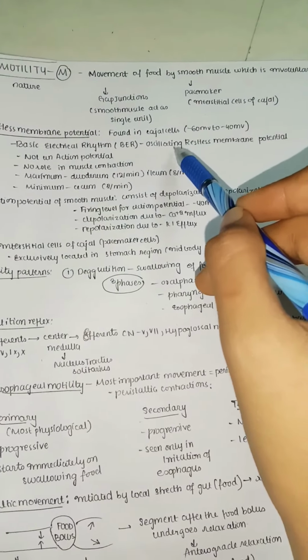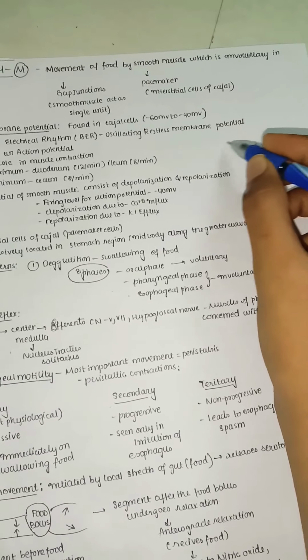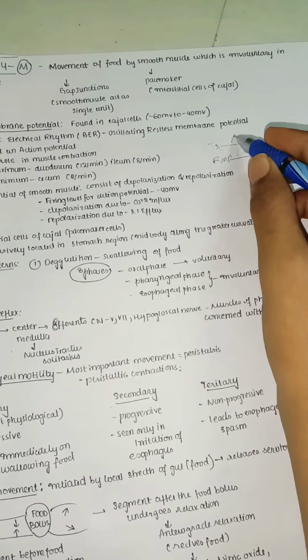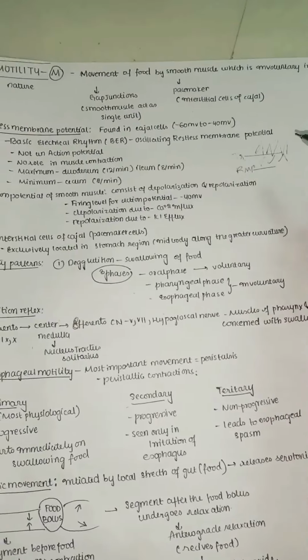These are actually oscillating. The membrane potential just oscillates like this between the resting membrane potential and threshold, but they will not go beyond threshold. If they go beyond threshold, then they will form spike potentials or action potentials.